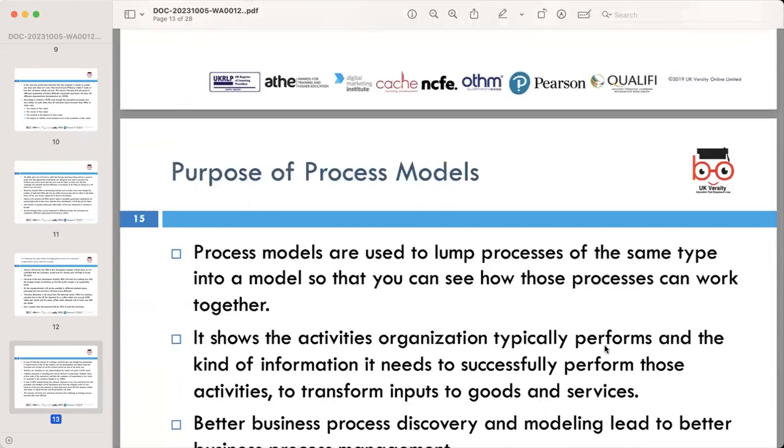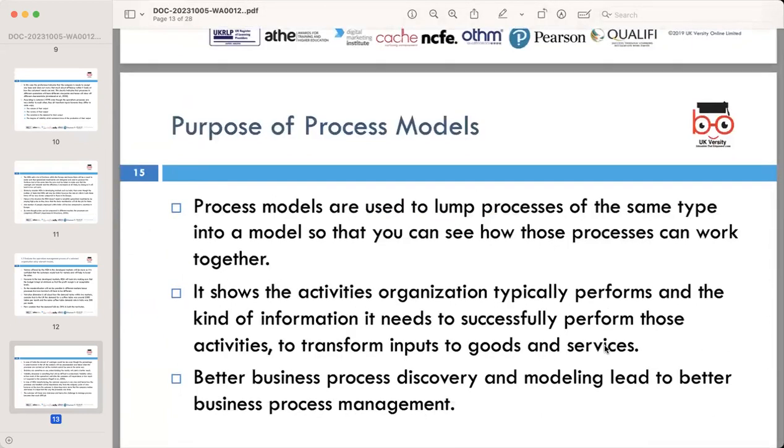Purpose of process models: process models serve several essential purposes. A process model is used to lump processes of the same type into a model so that you can see how these processes can work together. So it shows how activities are typically organized and performed, and the kind of information needed to successfully perform those activities, or to transform input into goods and services. So better business process discovery and modeling leads to better business process management.